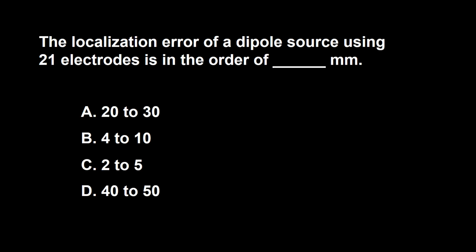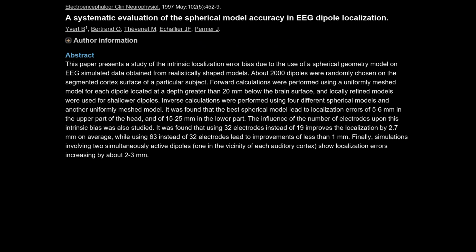The localization error of a dipole source using 21 electrodes is in the order of dash millimeters. A 20 to 30, B 4 to 10, C 2 to 5, D 40 to 50. Pause the video for a few minutes and read this abstract.